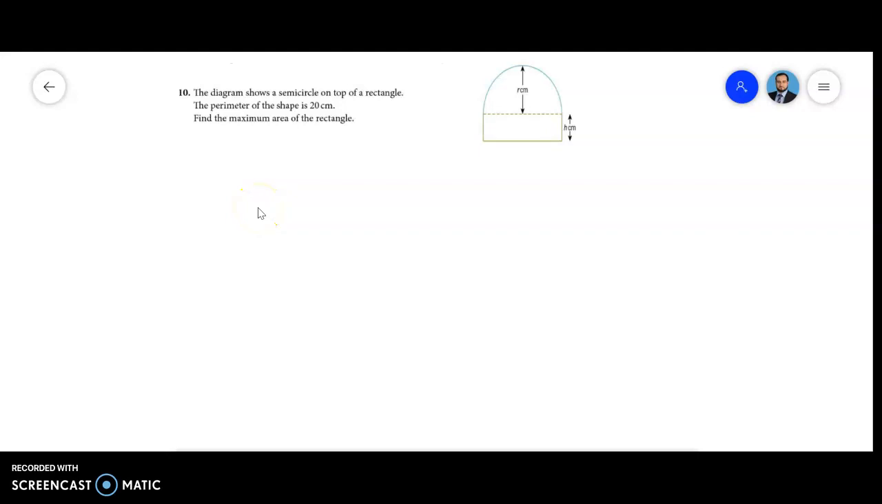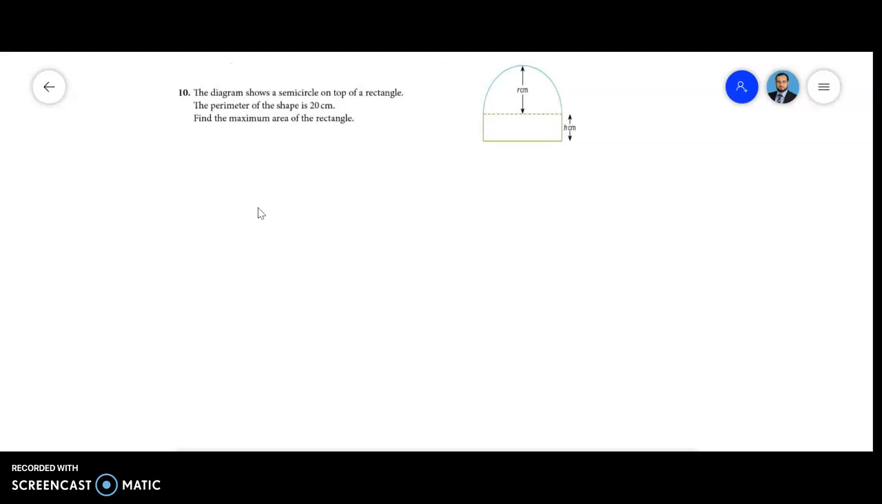So in this video we're going to look into this question for optimization. The diagram shows a semicircle on the top of a rectangle and the perimeter of the shape is 20 centimeters. Find the maximum area of the rectangle.